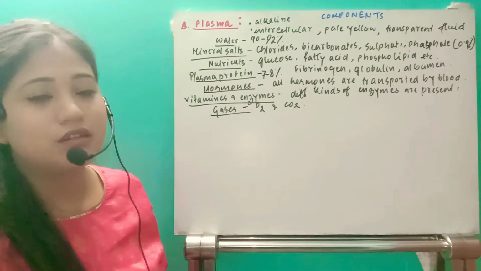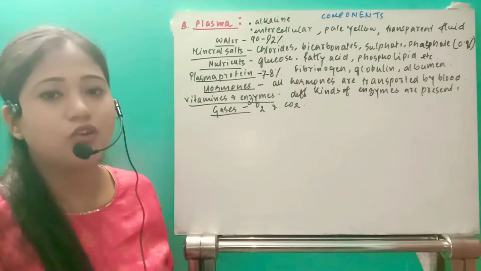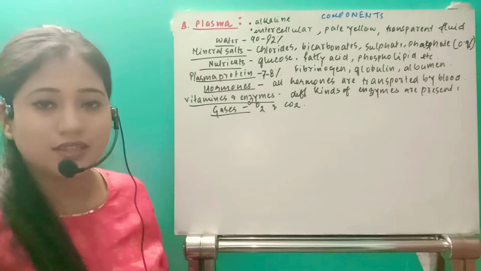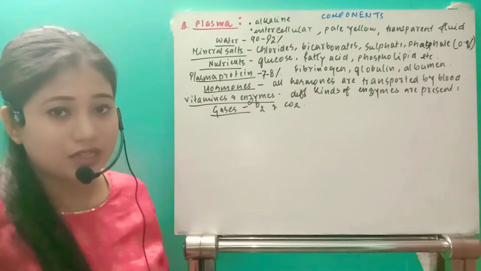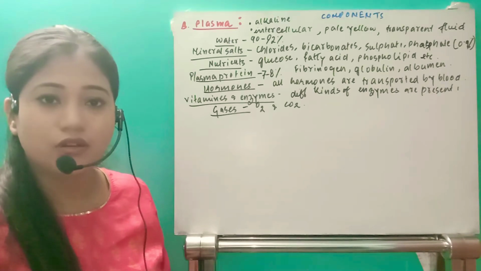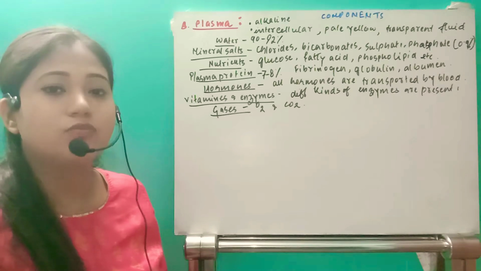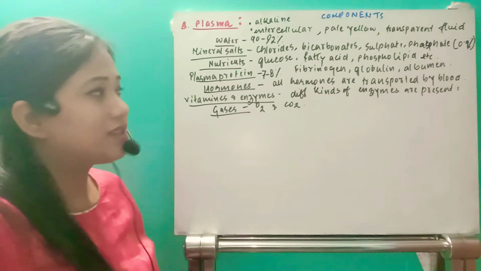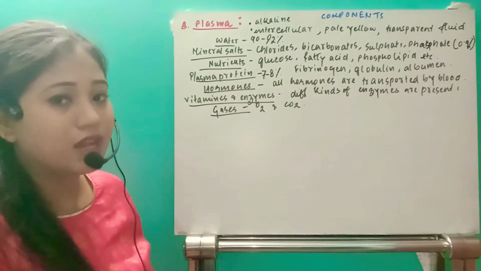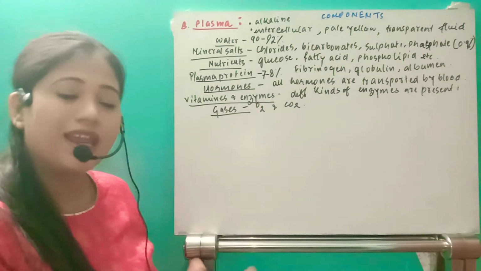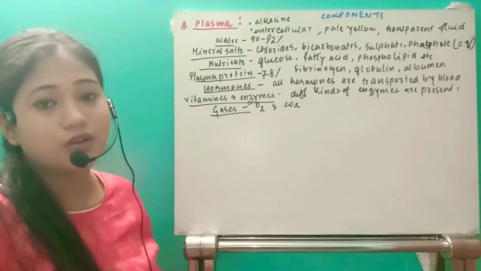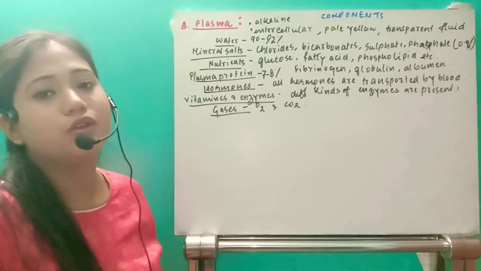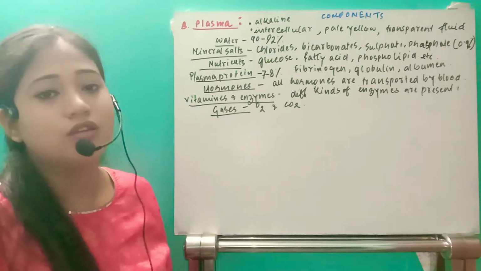Next, it is an intercellular substance. Intercellular substance means it is the substance present outside the cell. If the liquid is present inside the cell, it is known as the intracellular fluid, and if that fluid is present outside the cell, it is known as the extracellular fluid. So basically this plasma is the fluid outside the cell, also known as extracellular or intercellular. If it is present inside the cell, it is known as the intracellular fluid.